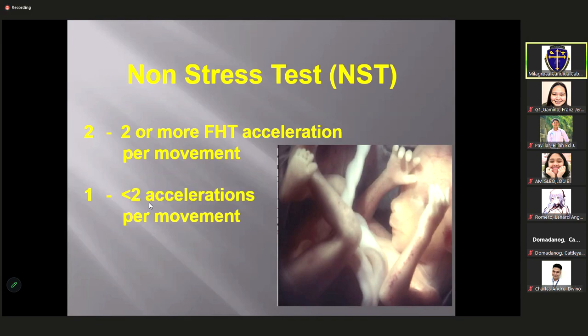So, 1 if there are less than 2 accelerations per movement, and 0 if there is no acceleration. This is used to check the baby's health. Cardiac rate is monitored to see how it responds to the baby's movements. If the baby doesn't move, there will be no acceleration.